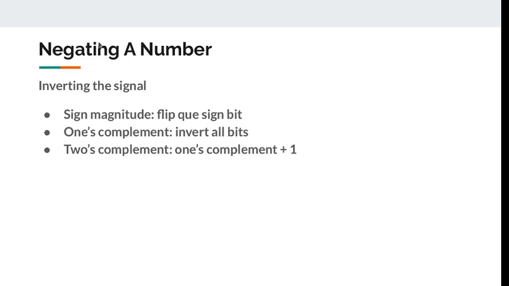So negating a number, what I was saying, if you have to invert the sign of the number: with the sign magnitude you flip the bit, so it's easy to do that. With the 1's complement we invert all the bits, that's also pretty easy. And the problem with the 2's complement is that you have to do the 1's complement, so you have to invert all the bits, but you have to do +1 if you want to change the sign of that number, right?